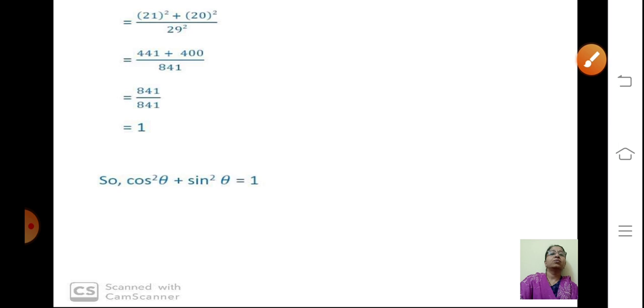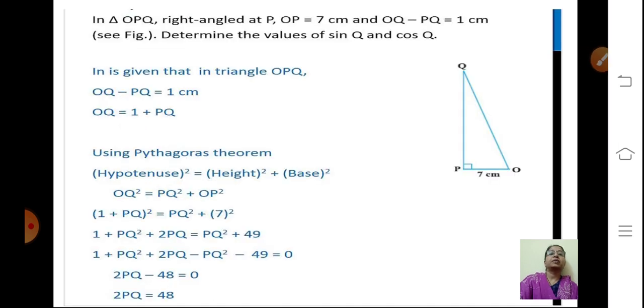Understood? Now next example. In the next sum, in triangle OPQ, right angle at P, OP is equal to 7 cm and OQ minus PQ, subtraction of two sides, is given. OQ minus PQ is equal to 1 cm. Determine the values of sin Q and cos Q.